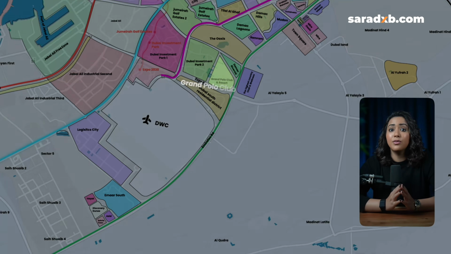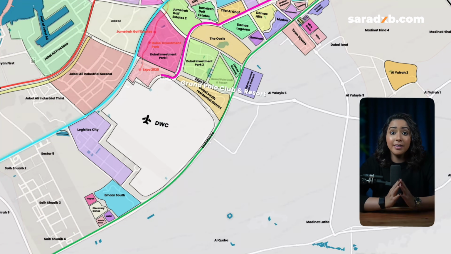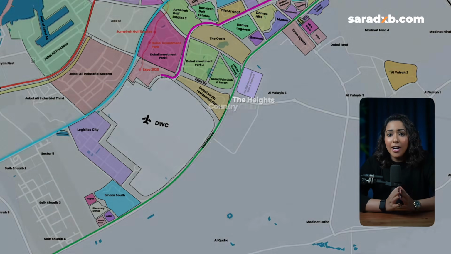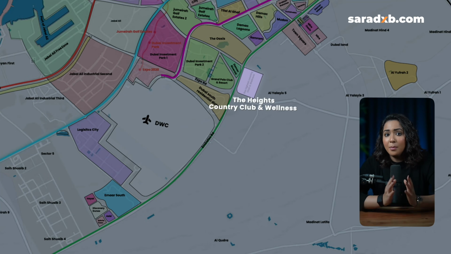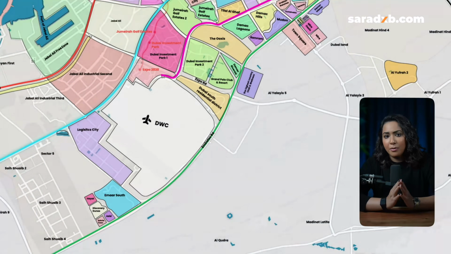Next, we have Grand Polo Club Resort. This is Emaar's flagship equestrian destination, spanning roughly 60 million square feet. It's designed as a high-end retreat where the lifestyle is built entirely around the world-class polo field, professional stables and a boutique hotel-style clubhouse. And right next door is the Heights Country Club and Wellness, the most awaited launch by Emaar for standalone villas with an expected starting price of 5.5 million.